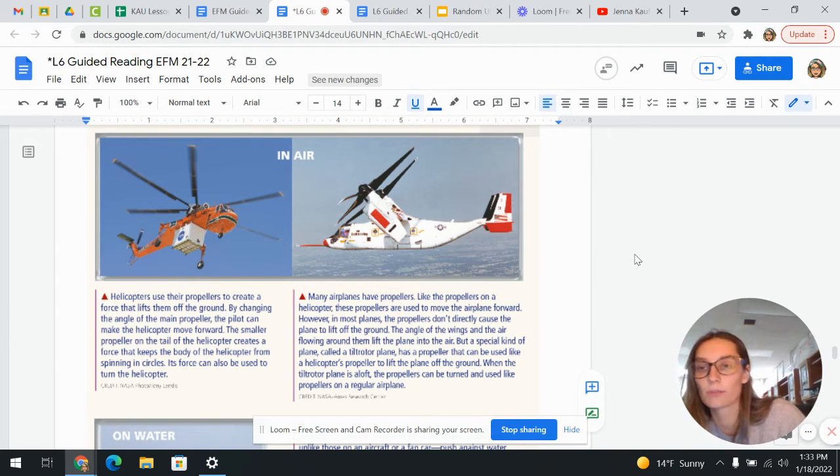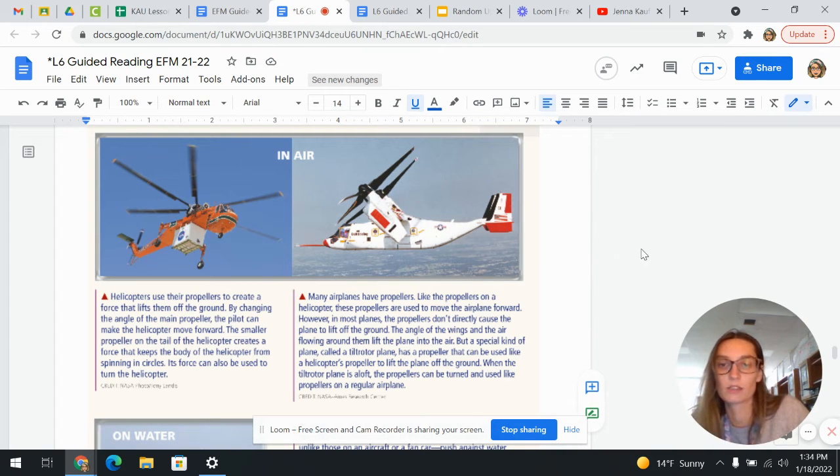So helicopters use their propellers to create a force that lifts them up off the ground. By changing the angle of the main propeller, the pilot can make the helicopter move forward. The smaller propeller on the tail of the helicopter creates a force that keeps the body of the helicopter from spinning in circles. Its force can also be used to turn the helicopter.